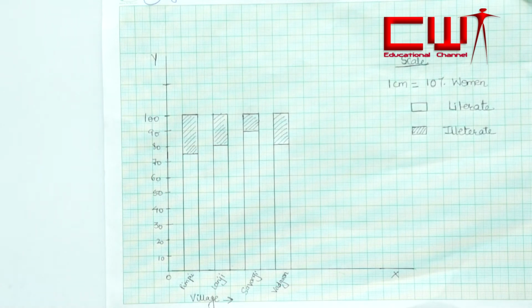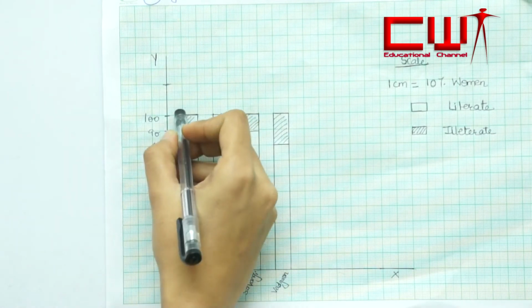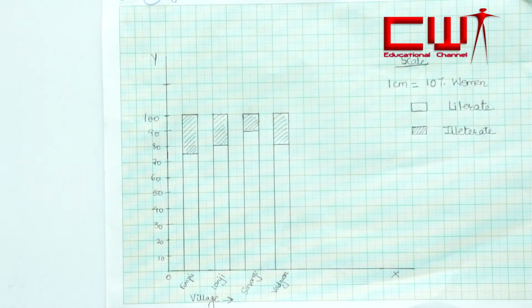See, percentage bar diagram means this is the OY axis and this is the OX axis. Maximum will go to 100. Now whatever is given in the question, you have to convert it into 100. Then only you will be able to mark it. On the OX axis you will make the villages which are fixed, and the OY axis will be literate and illiterate women.